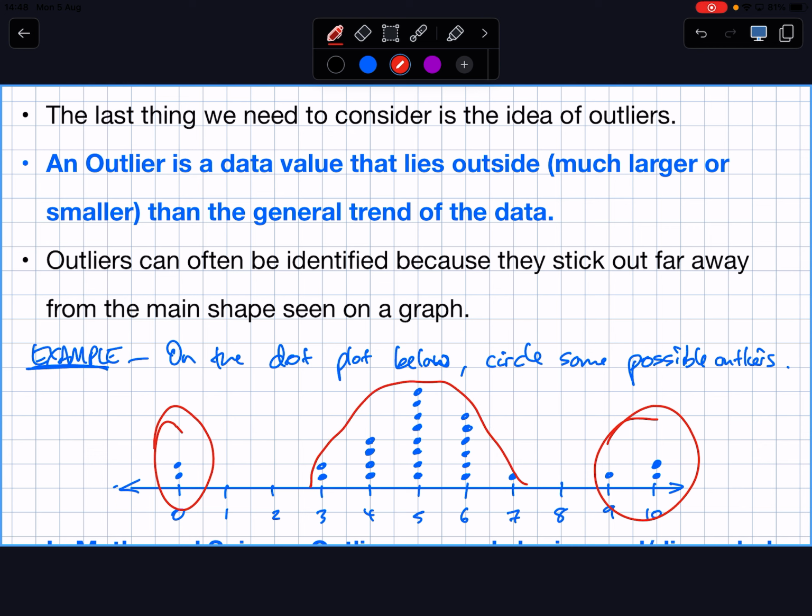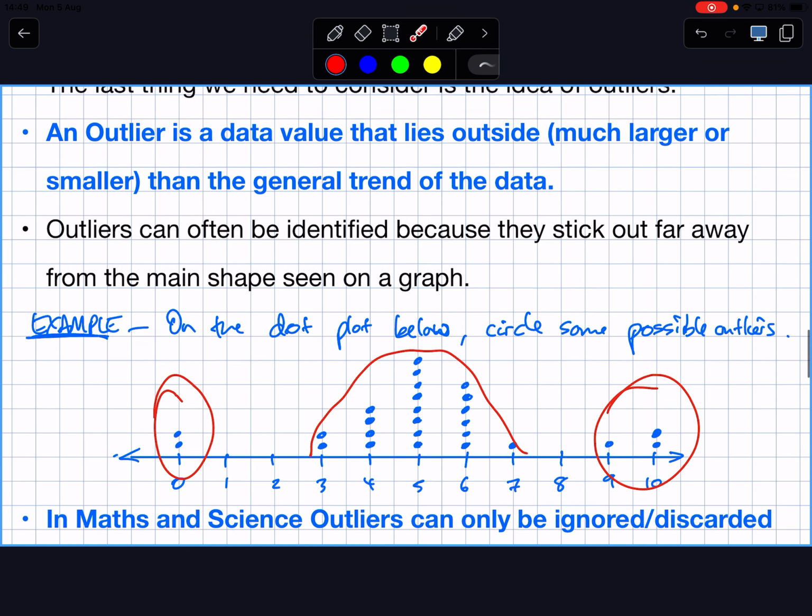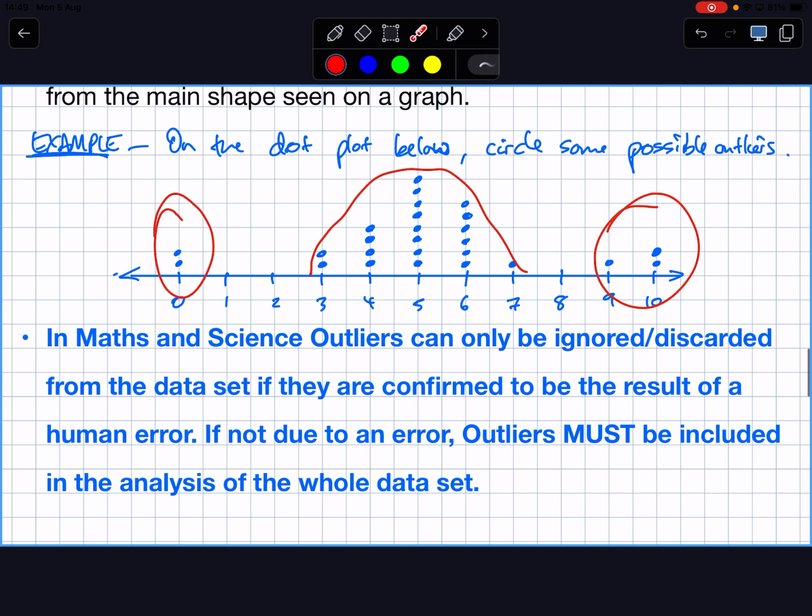We've got a spike in the middle, probably symmetrical, maybe actually slightly negatively skewed, because can you see there's a big chunk of the data slightly on the high end? Yep. We don't know enough to definitively say that these are outliers, right? But the thing that determines the real decision about whether something's an outlier in maths and science: outliers can only be ignored or discarded from the data if they're confirmed to be the result of human error. If you can't track down whether it was a mistake, if it was a legitimate piece of data, you cannot ignore it. That's a rule for maths and science.